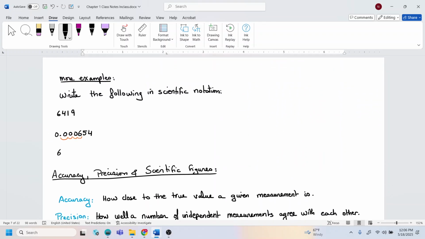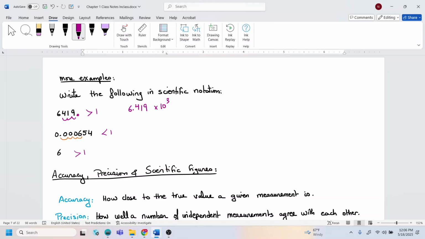Let's have more examples. Write the following in terms of scientific notation. Always remember to check if your number is bigger than 1 or less than 1, so that you know the sign of your power. Over here, this one is going to be your decimal. We're going to move it 1, 2, and 3 places. It's greater than 1, so the power is positive 3: times 10 to the 3.